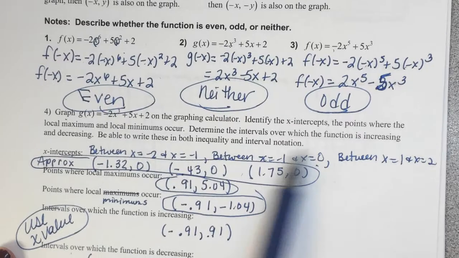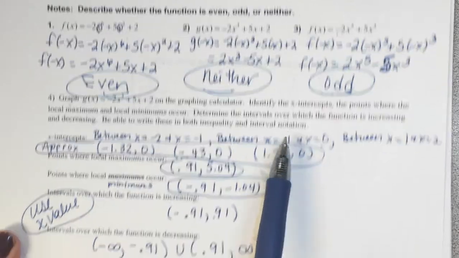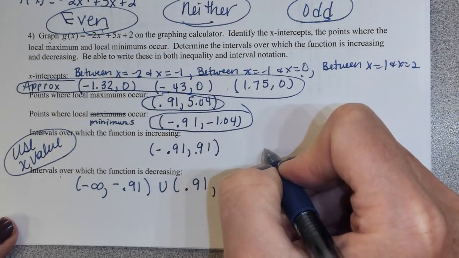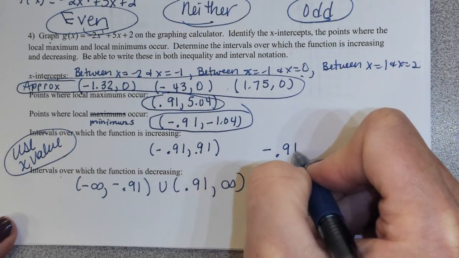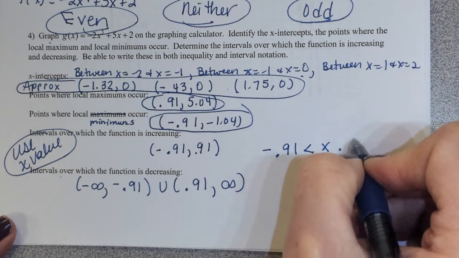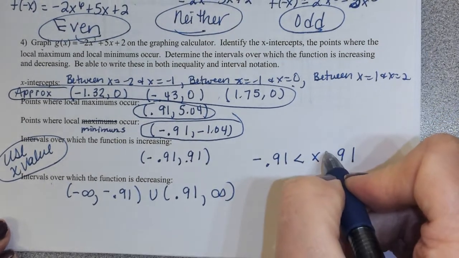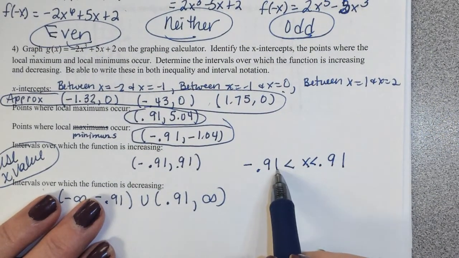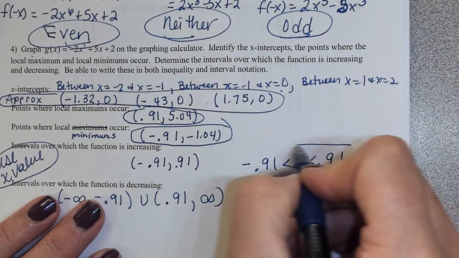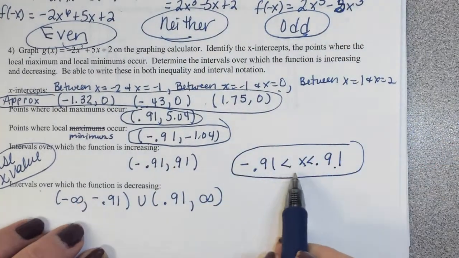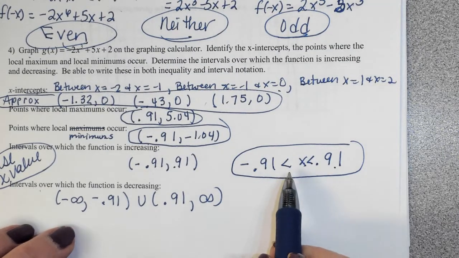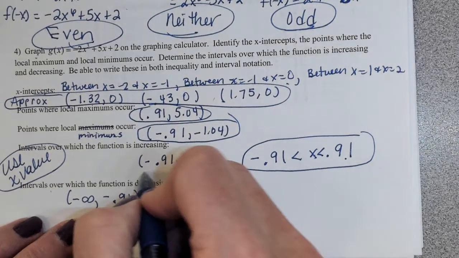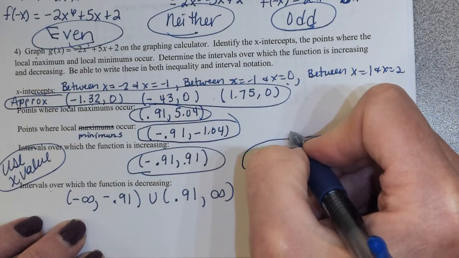Oh, wait a minute. Something else that says be able to write these in inequality and interval notation. So the way I would write this in inequality form would be that from negative 0.91 to 0.91, less than. So any x that's in between there, any x that's greater than this but less than this, is going to cause the function to increase. And I don't want to say equal to, because at that point it's not increasing or decreasing. Okay, so that's going to be the answer. This is interval notation, this is inequality.